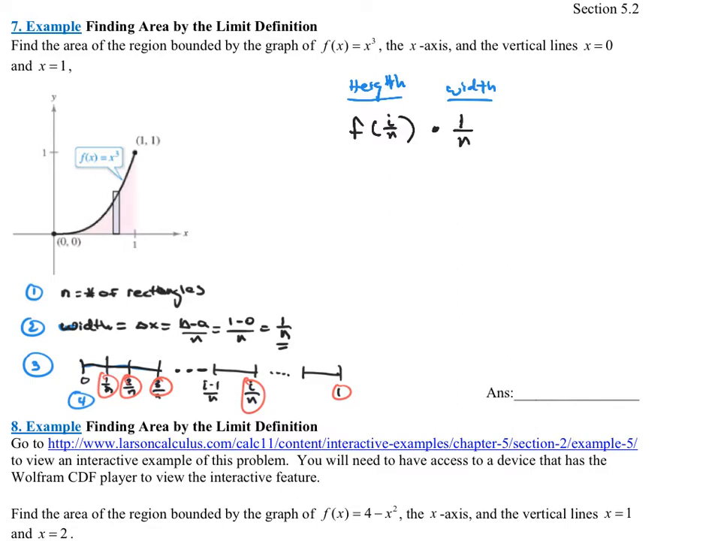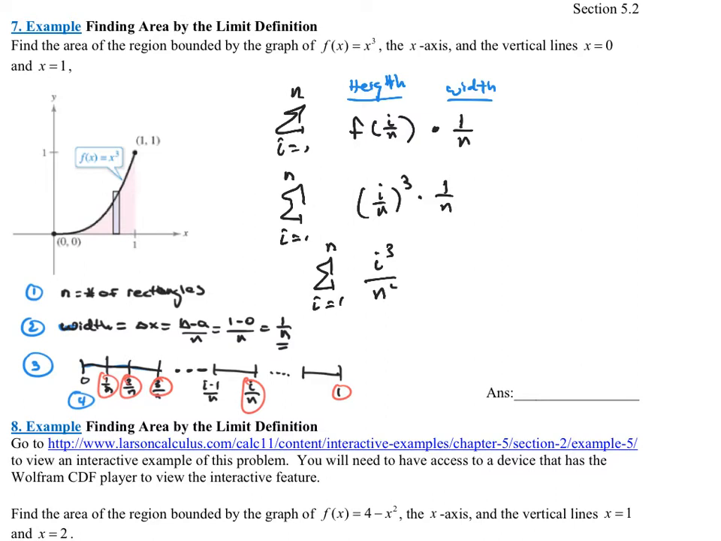And then that's for each one of the rectangles, but then we need to sum these rectangles from i equals 1 to n. So once we find that height and we find that width, we have to add them all together. So what would we have here? This would be the sum of i equals 1 to n of the height. Well, we know our function. Our function is x cubed. So wouldn't that be i over n cubed times 1 over n? So isn't this the sum from i equals 1 to n of, well, wouldn't it be i cubed over n to the 4th?